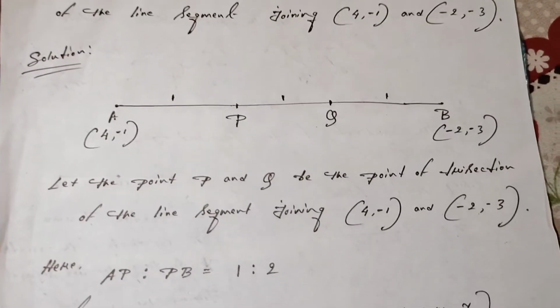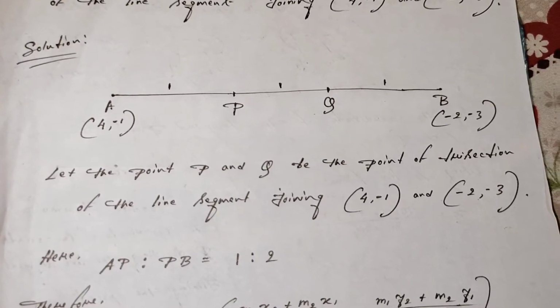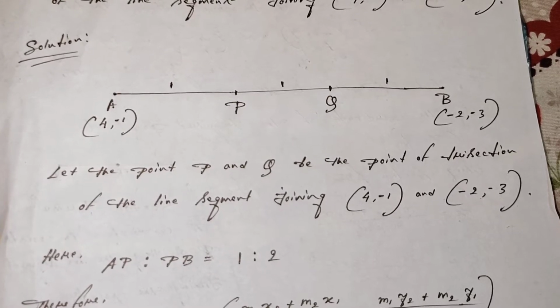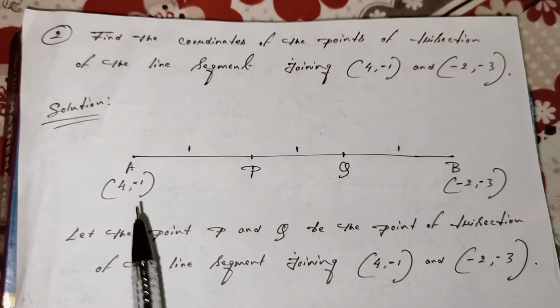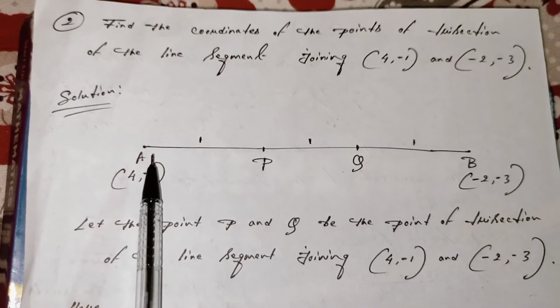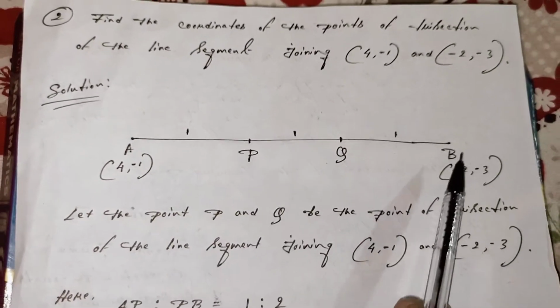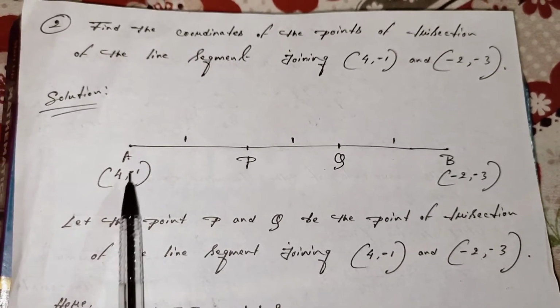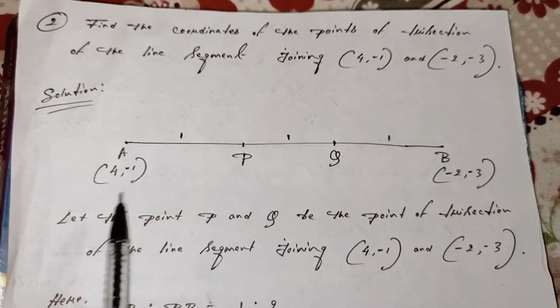Find the coordinates of the points of trisection of the line segment joining (4, -1) and (-2, -3). So let us draw a line segment. This is point A and this is point B. Their coordinates are given, this and this.